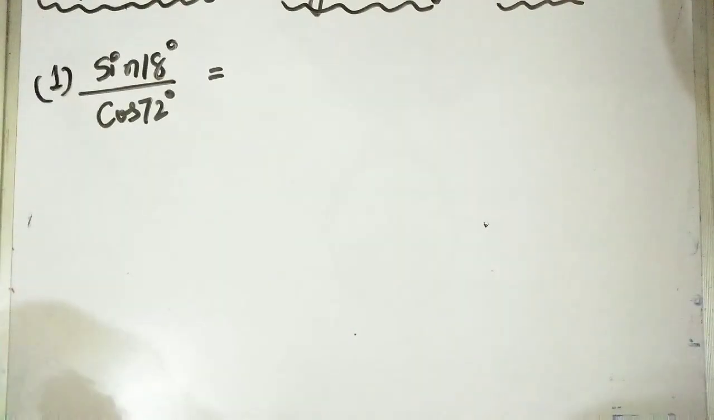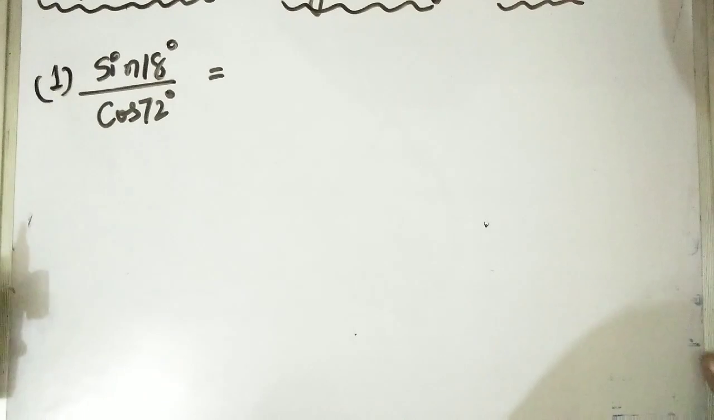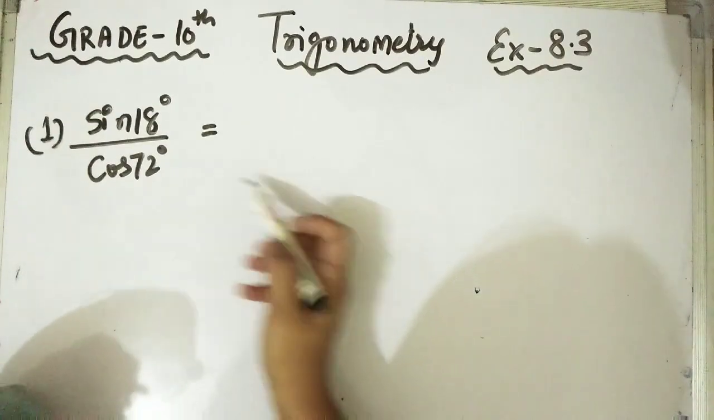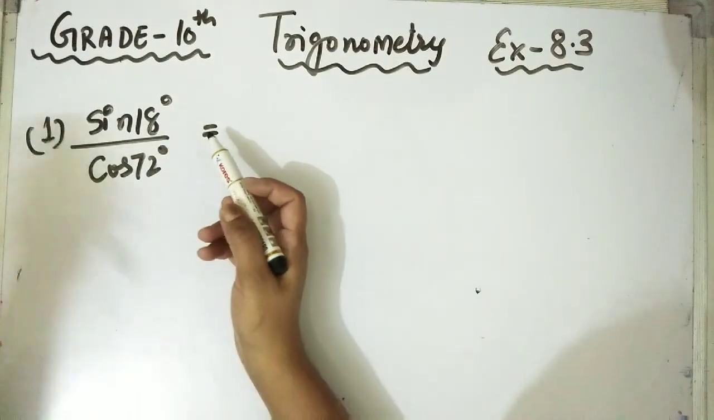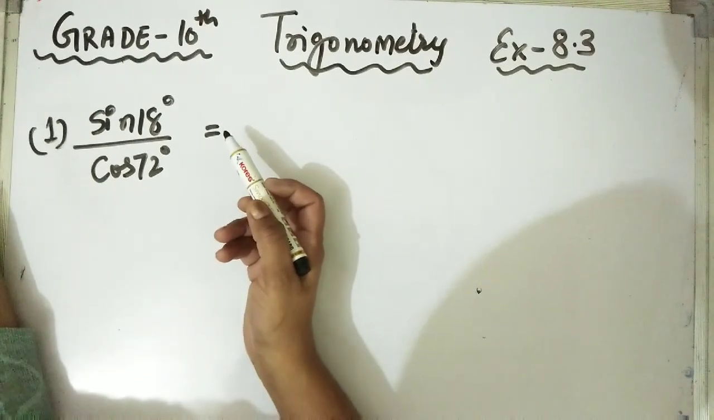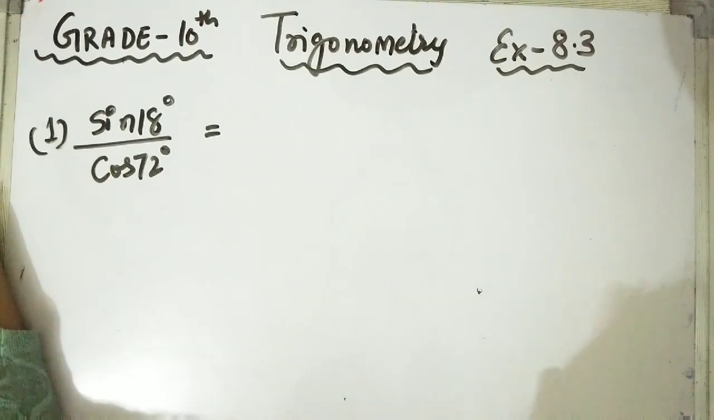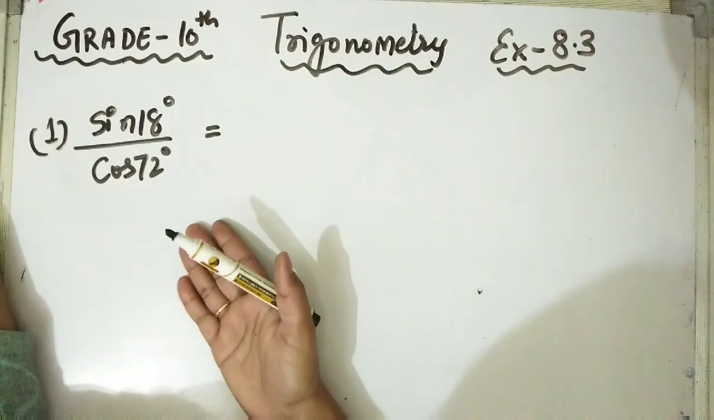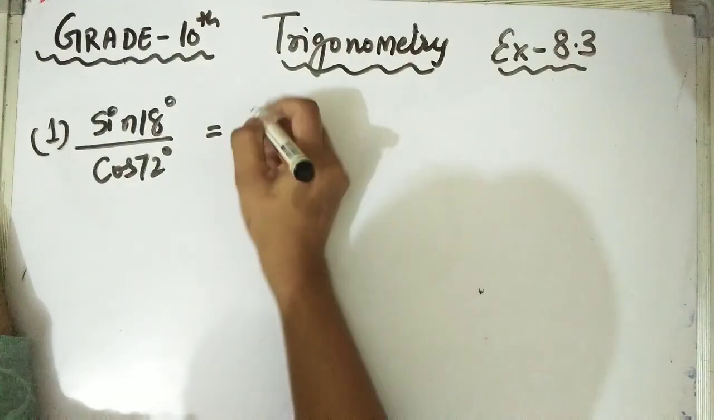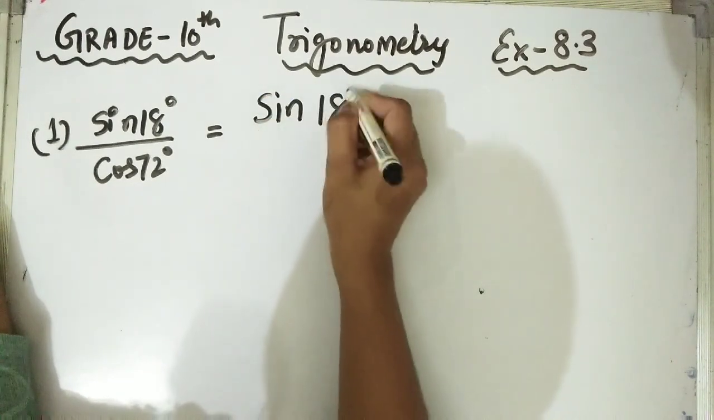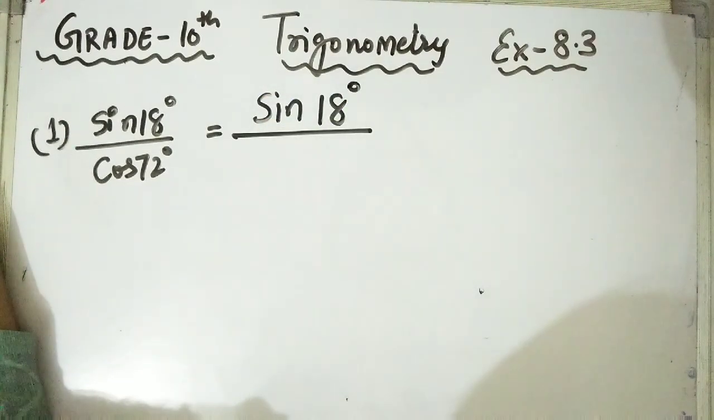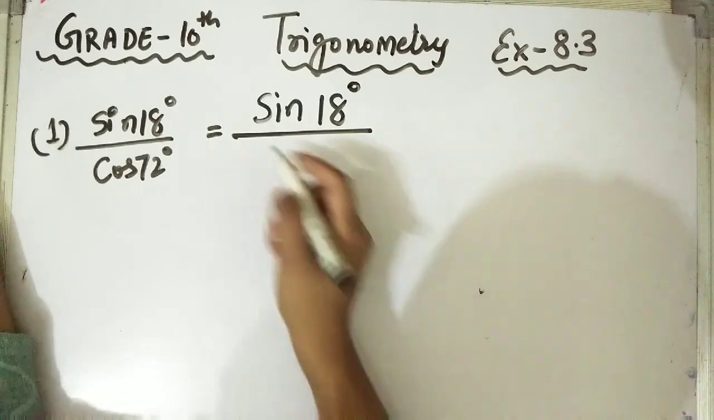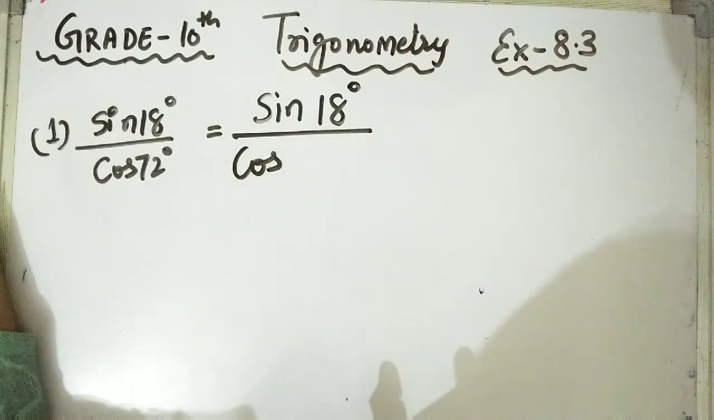I have, students, question number 1 of 8.3. Sin 18 degree upon cos 72 degree. As I have already told, if you are getting angles except 0, 30, 60, 90, 45, you are not able to find the answer, but it is very easy. Suppose this is 18 degree, and very carefully see what I am going to do now. Sin as it is, no change.